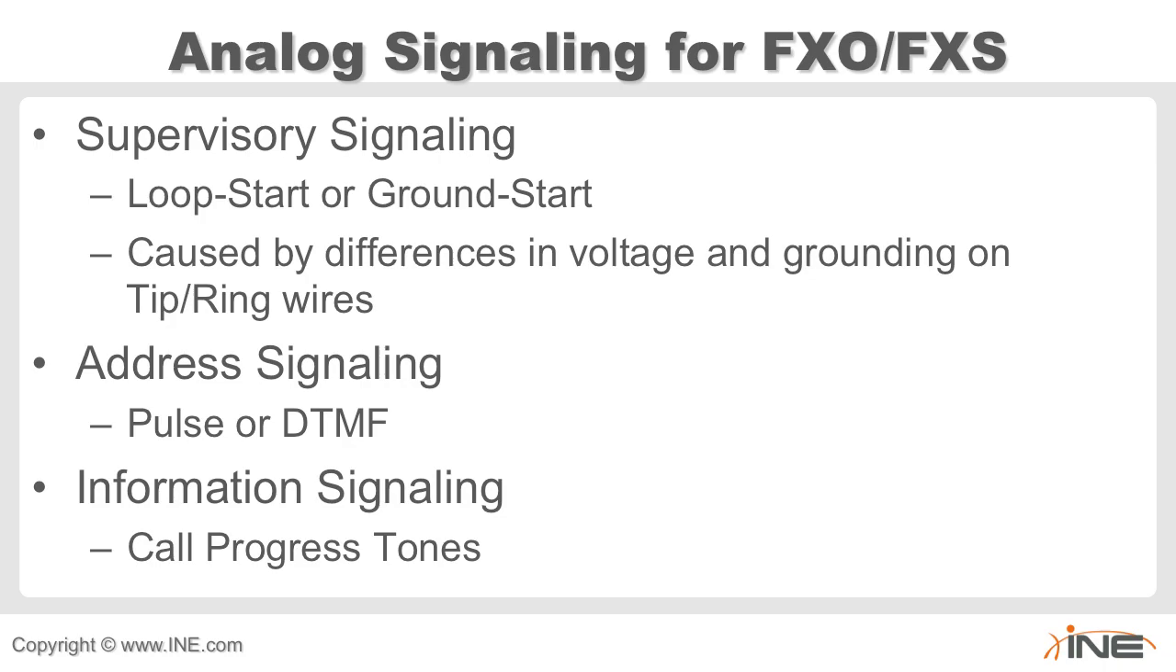Dealing with analog signaling for FXO or FXS, there's three different main types of signaling: supervisory, address, and information. Okay, the supervisory signaling either uses loop start or ground start. It's important if we're using ground start to make sure that you actually ground your equipment.